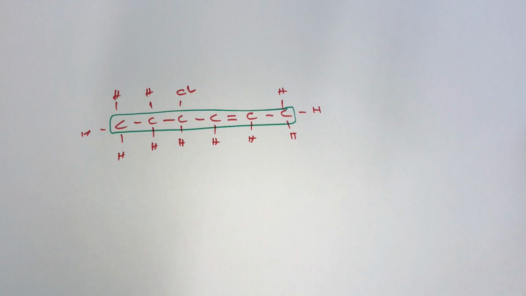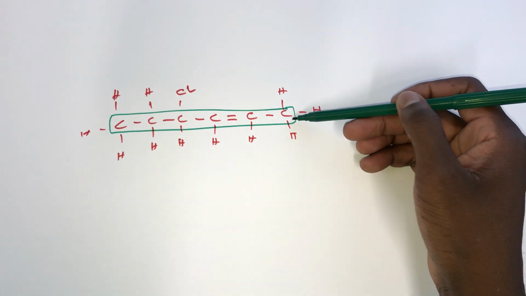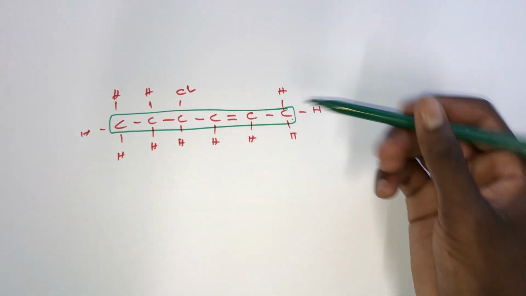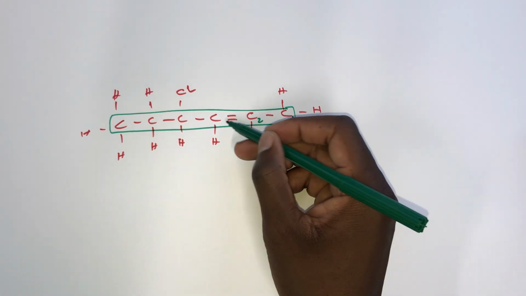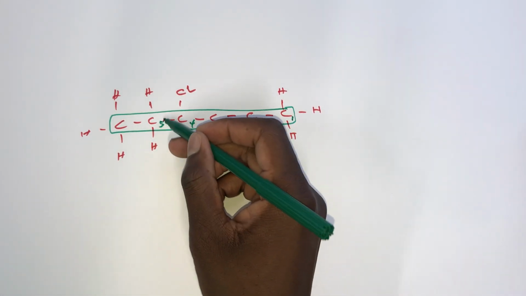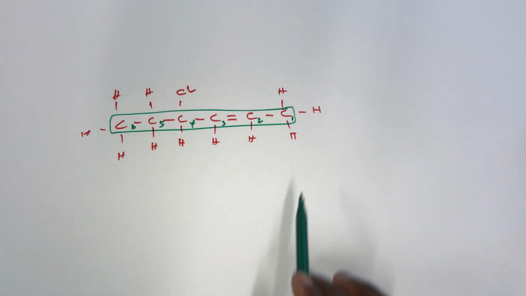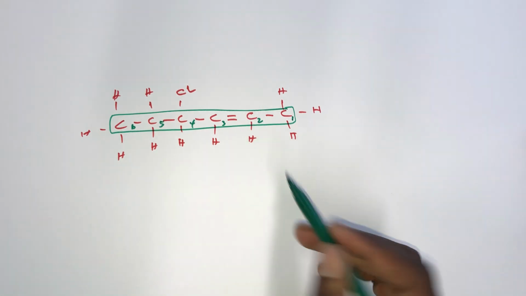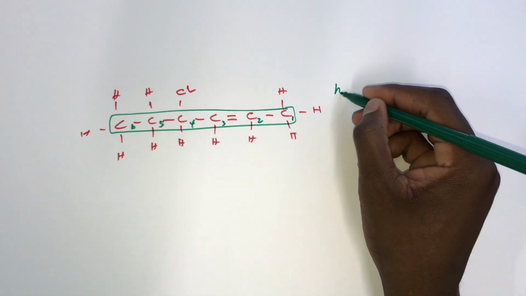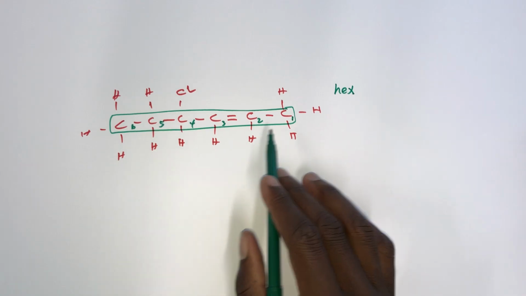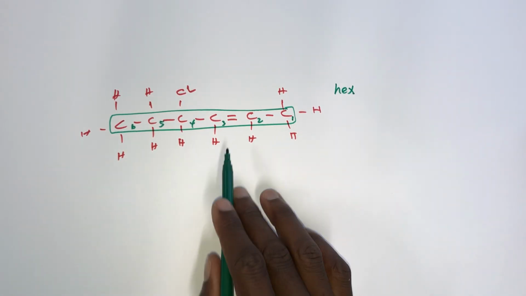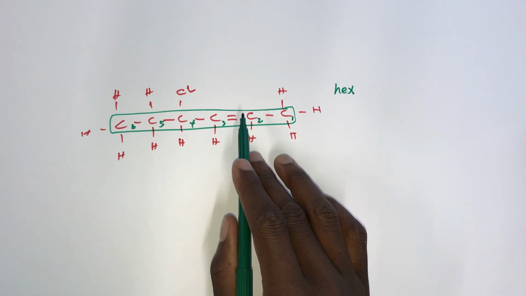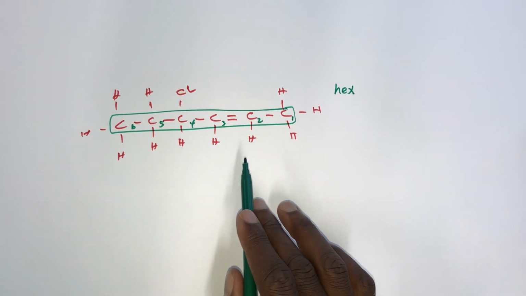Since now we have the longest chain, that means we must start counting. But we must make sure that our double bond gets the lowest number. So you are going to start here: 1, 2. Carbon atom number 2, there is a double bond. So 1, 2, 3, 4, 5, 6. Since the parent chain has 6 carbon atoms, we're going to call it hex. But before we complete the name, let's check. There is a double bond, so the ending of the name must change.